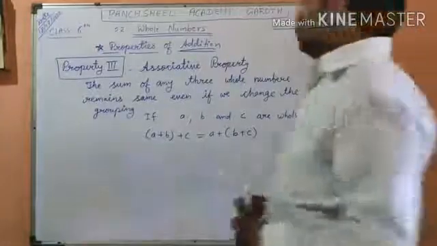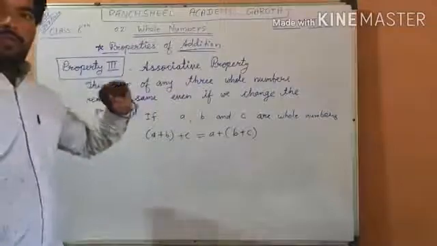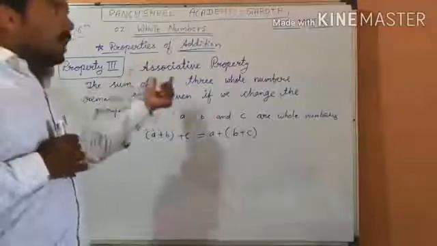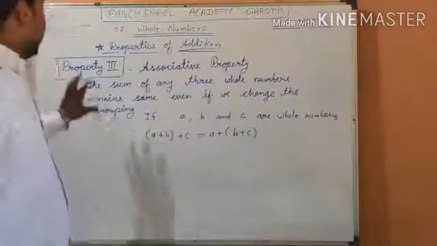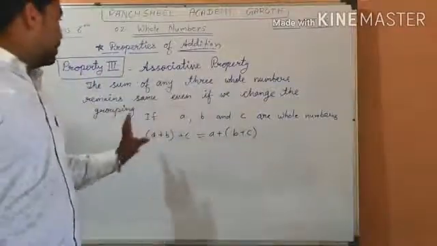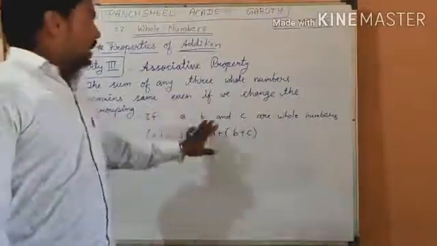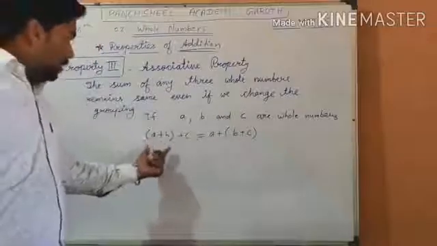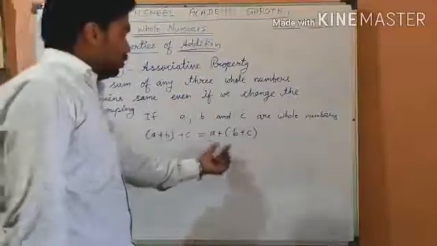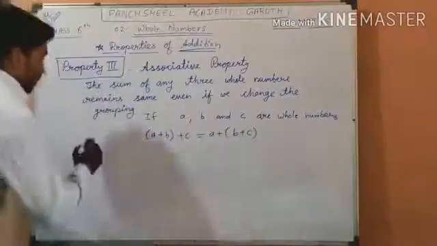Now, in the properties of addition, the first is the closure property, the second is the commutative property, and the third is the associative property. Associative means the sum of any three whole numbers remains the same even if we change the grouping. If A, B and C are whole numbers, then A plus B plus C equals A plus B plus C with the grouping changed, that is, A plus the sum of B and C. We can verify it.